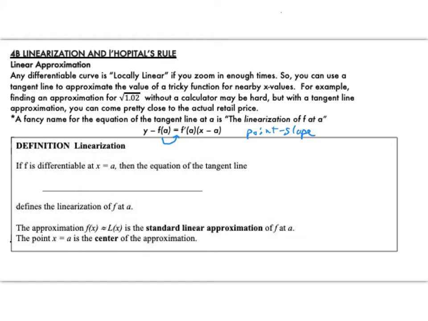So if f is differentiable at some point a, then the equation of the tangent line, L of x, so we're going to write this as a function, is equal to f of a plus f prime of a times x minus a. And that is the linearization. L of x is the standard linear approximation, and a is going to be called the center of approximation. So let's go ahead and see what we can come up with on a couple of examples here.